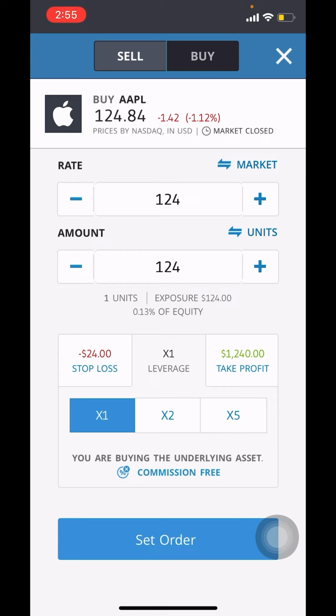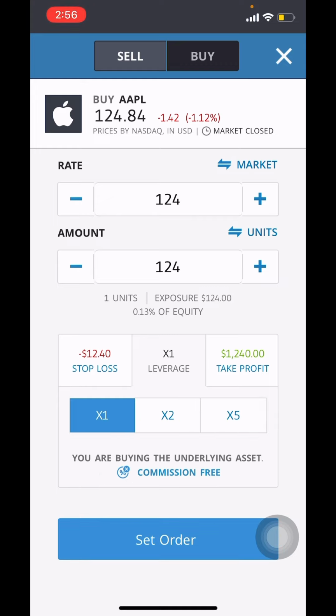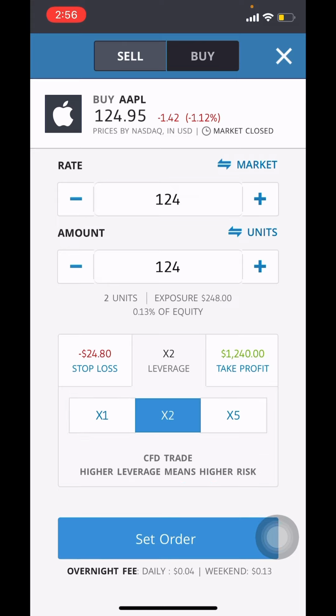X1 leverage. All right, let's go through quickly with this one. So in X1 leverage, you are buying this stock as an asset. So you actually own the stock. But if you click X2, it changes, right? It says CFD trade, higher leverage means higher risk, right? X5, it's the same thing. Now, what does that mean? If you go back to X1, you notice on the amount, on the bottom, it says 1 unit, exposure, $124.13 equity. If you click X2, it changes, right?